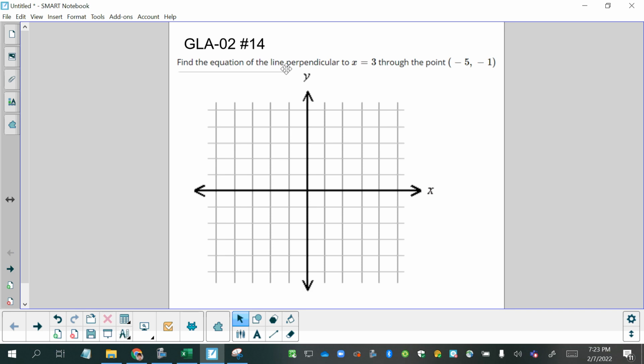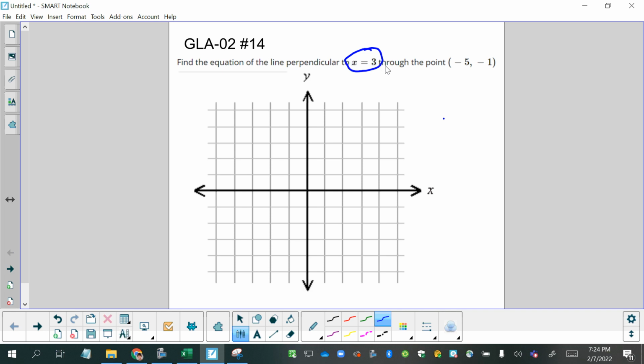Find the equation of the line perpendicular to x equals 3 through the point (-5, -1). All right, so first of all, let's just determine what we're looking at here when we see x equals 3. That is the equation of a line, but it's not in y equals mx plus b form. All we see is that x is equal to 3, so on first glance it doesn't appear to represent a line. But it is a line, because saying that x is 3 and not saying anything else about y means that no matter what y value you pick, your x value in that ordered pair would always be 3.